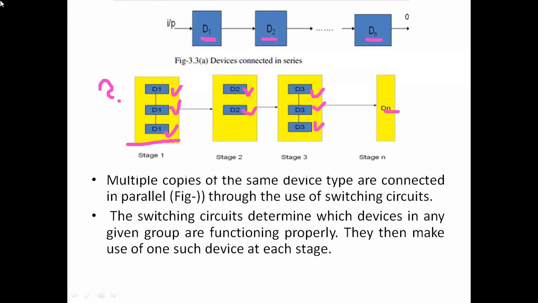That is the reliability problem. We are going to solve that problem by using a dynamic optimization function. Multiple copies of the same device are connected, and we use what are called switching circuits. A switching circuit determines which devices in any group are functioning properly, and then makes use of one such device at each stage.